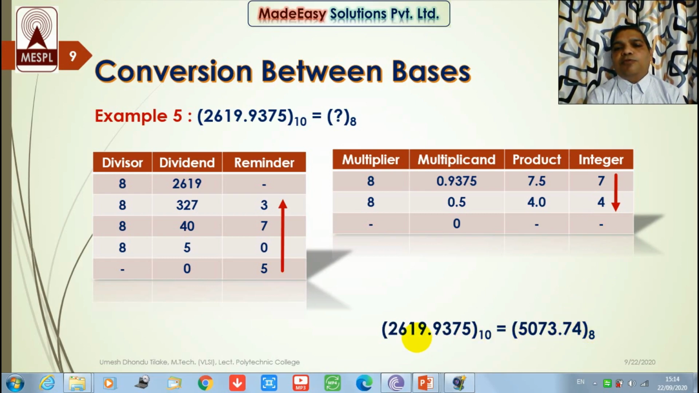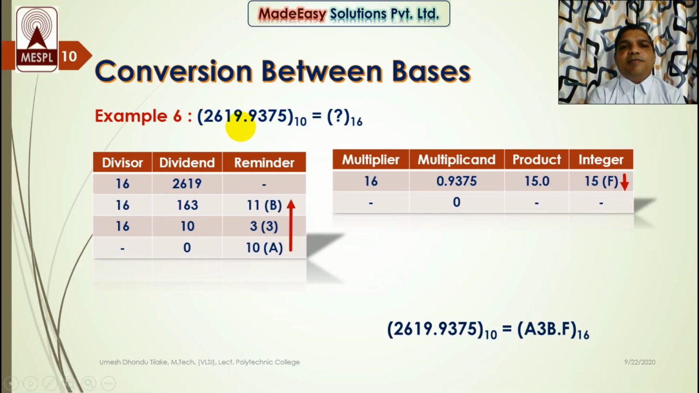So this is how 2619.9375 decimal is equal to 5073.74 octal. This is the same number we have got which we considered in the previous video. So now in the final example we will convert this given decimal number into hexadecimal.